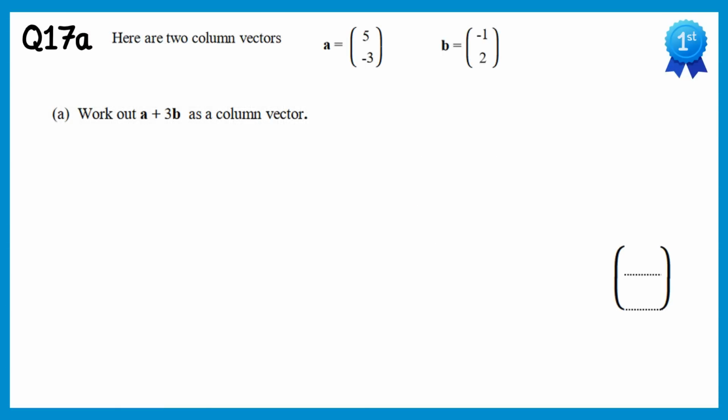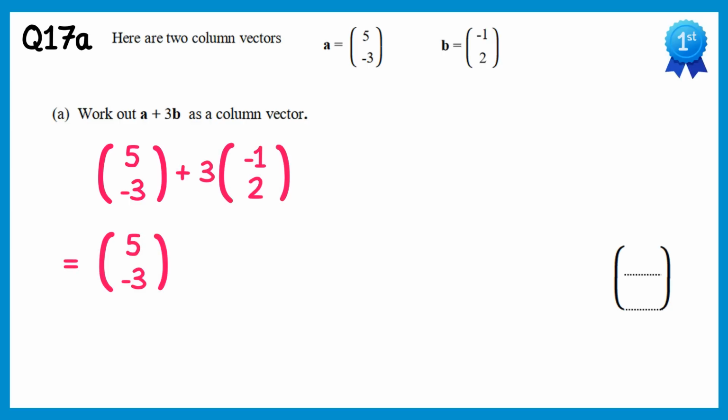For this question, we need to work out the vector a plus 3b. So we'll start with vector a, which is given in the question, and then add 3 lots of the vector b, also given in the question. We'll leave vector a as it is, and now we'll do 3 lots of vector b. So 3 times negative 1 is negative 3, and 3 times 2 is 6. So we need to do 5 plus negative 3, which is 2, and negative 3 plus 6, which is 3. So the answer is (2, 3).